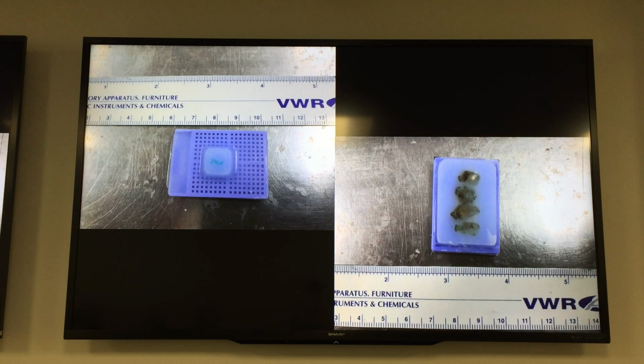In a block, which one is the transbronch and which one is the surgical? Which one is transbronch? The one on the left, right? It's very small, and look at the size of the piece in a surgical lung biopsy.